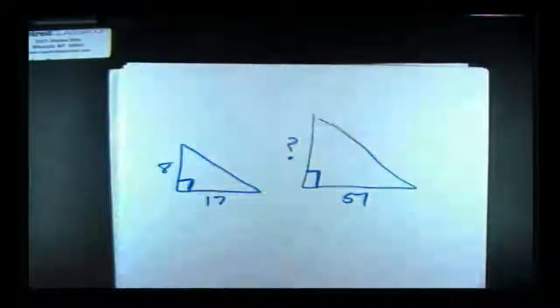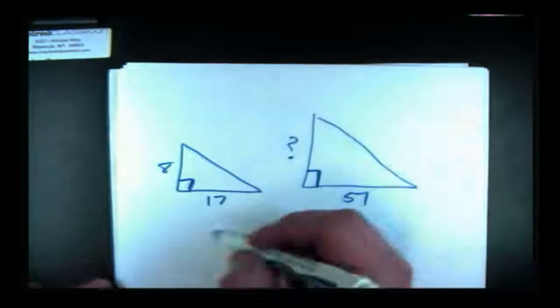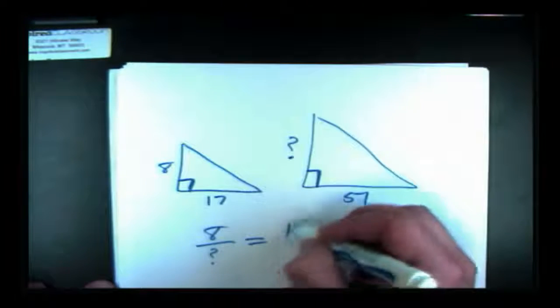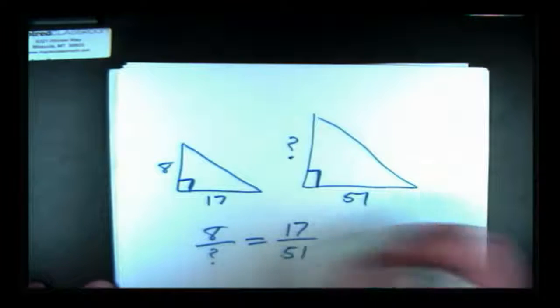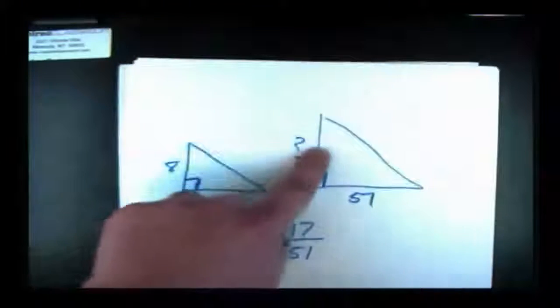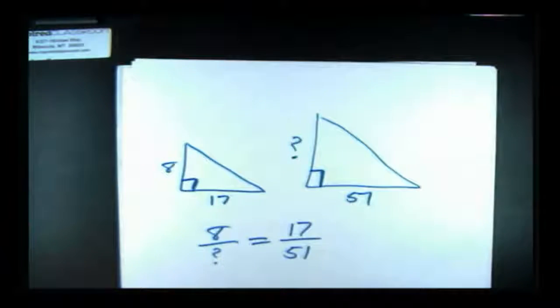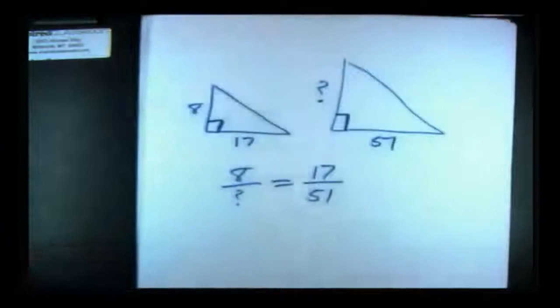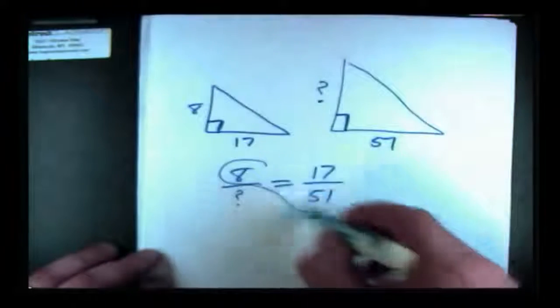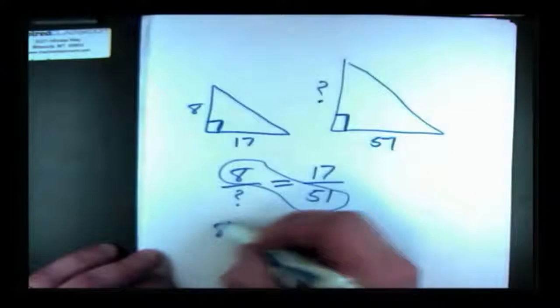So I say to myself, 8 is to question mark, as 17 is to 51. 8 is to this side as this side is to that side. Once again, my proportion doesn't look the same as my last one, but solving it is the same idea. I multiply this side.